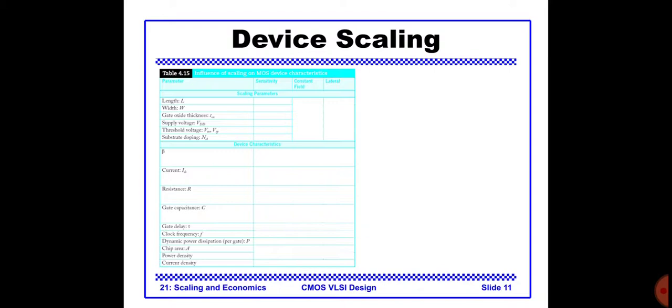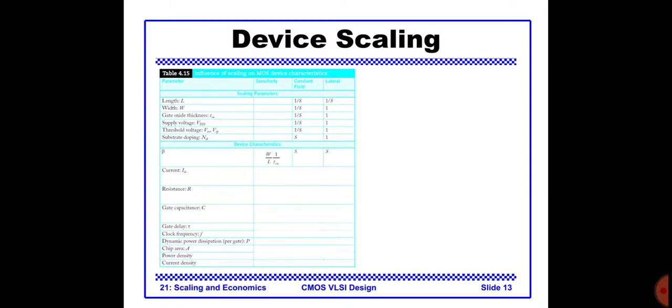The device scaling, consisting of length L and width W, gate oxide thickness, supply voltage, threshold voltage and substrate doping, beta, constant and resistance, gate capacitance, gate delay, clock frequency, dynamic power dissipation, chip area, power density and current density.